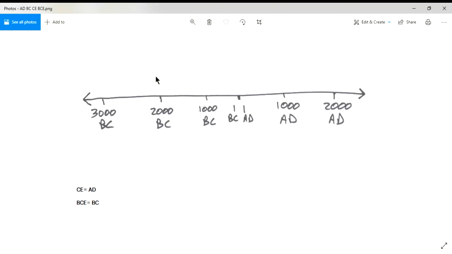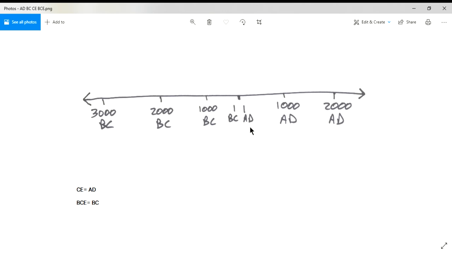I want to go over two different sets of terms we have for our historical eras, AD and BC, and then a newer set of terms, CE and BCE. First, let's look at AD and BC. This is the one that has been traditionally used for centuries and centuries.